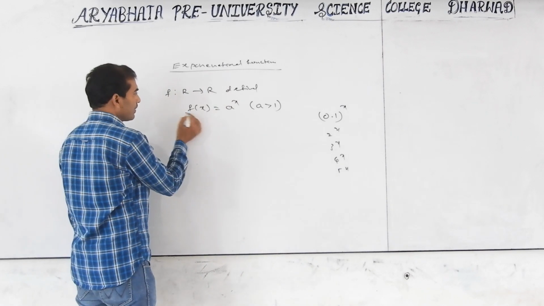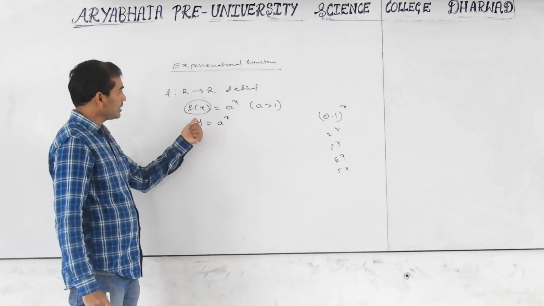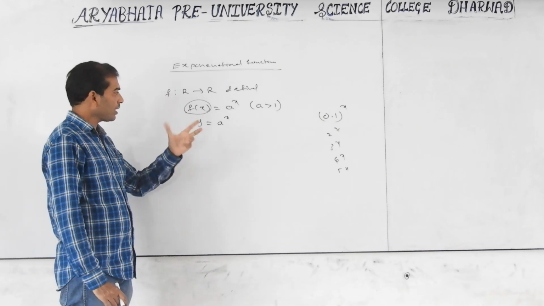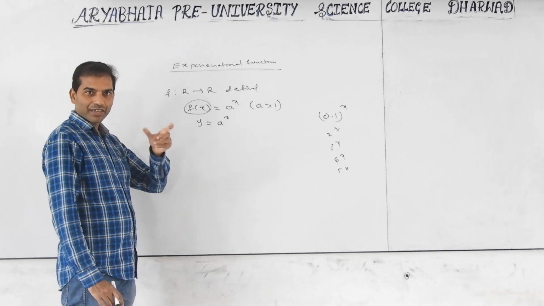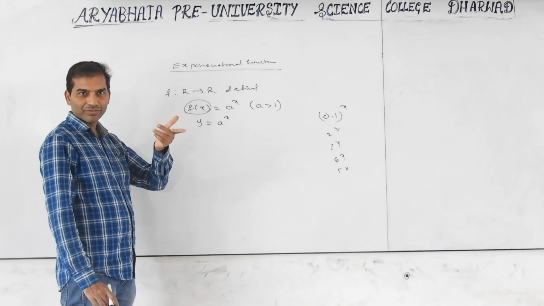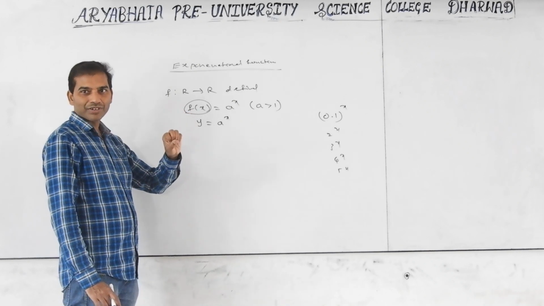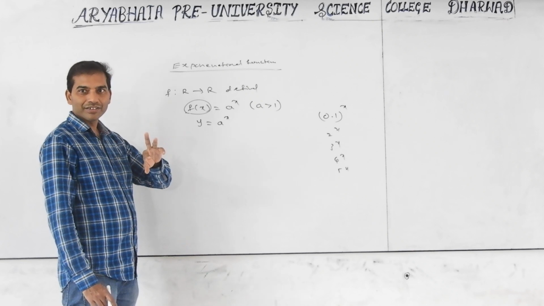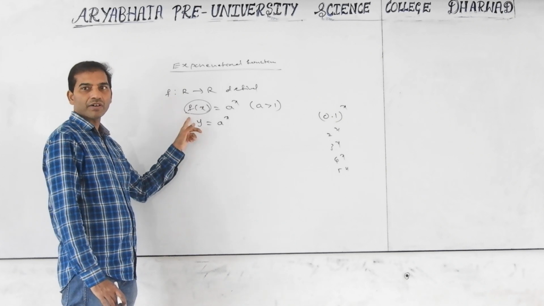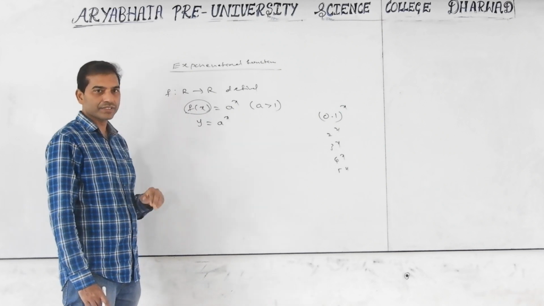Here, f of x is nothing but y. So don't confuse: f of x and y are both the same. You have two names, like in a house you are called one name and in college another name. The candidate is the same, but the names are different. So f of x and y look different, but both are the same. Y is in terms of x.